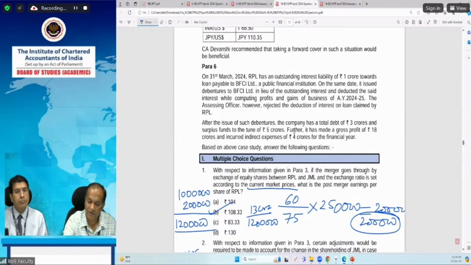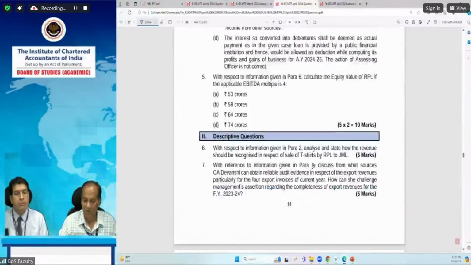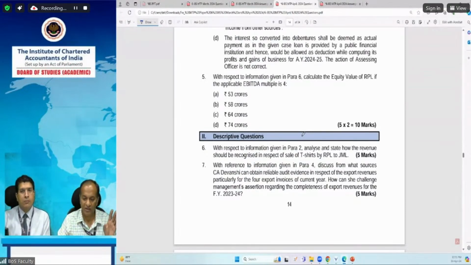After this it says that after the issue of such debentures, the company has total debt of rupees 3 crore and surplus funds to the tune of 5 crore. It has made a gross profit of rupees 18 crore and incurred indirect expenses of 4 crore for the financial year. So in the 5th MCQ, we have to compute the equity value of RPL. For this there is a topic of business valuation. You can refer to it in the study material, and since you are carrying the study material in the examination, you don't have to cram any formula. So here we see how we arrive at this figure.